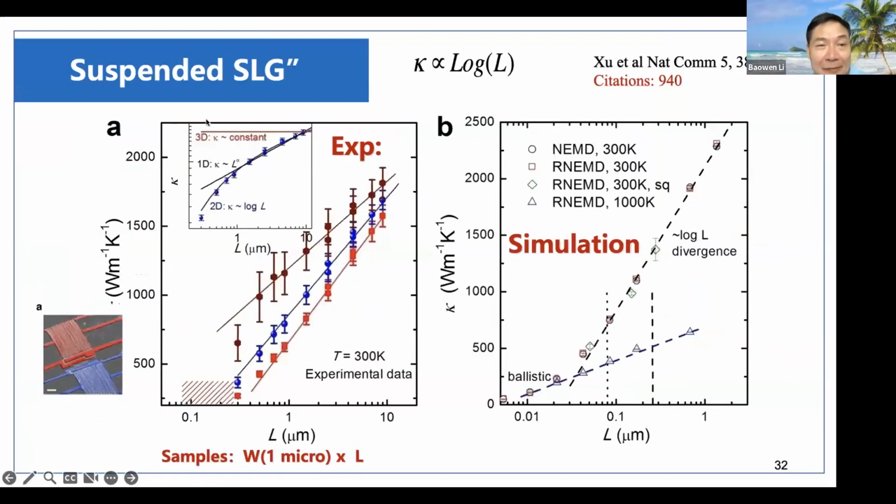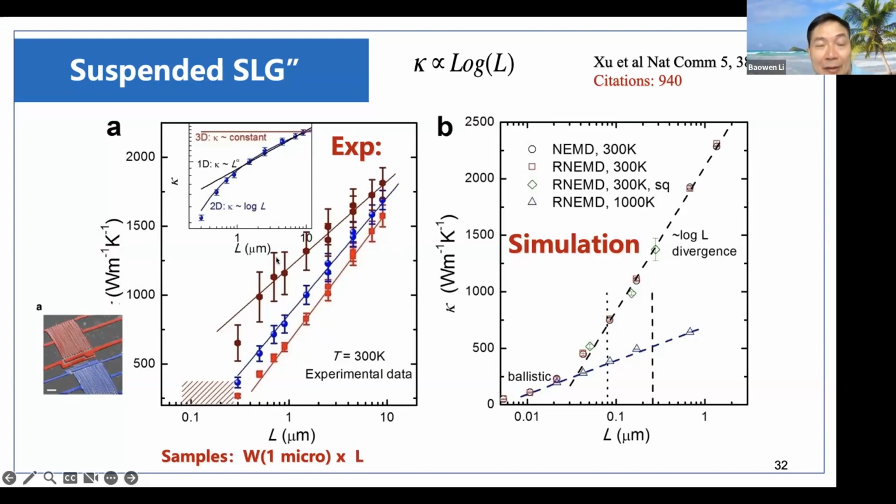So we measured thermal conductivity using the thermal bridge method, like the inset here. We put a single-layer graphene on this thermal bridge. We heat up from one side, and heat goes through the single-layer suspended graphene to the other side and heats up this sensor. We measure the temperature increase of the sensor, and then we can obtain the thermal conductivity. This is our actual experimental work. We keep the width of the graphene at 1 micrometer and change the length from a few hundred nanometers to 10 micrometers. And we found this logarithmic divergent thermal conductivity.